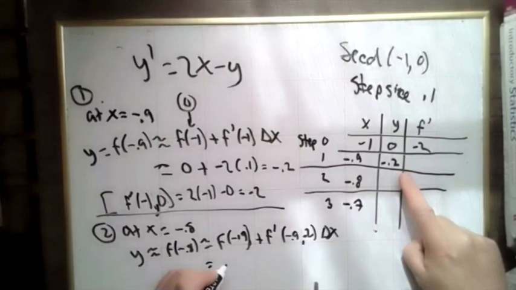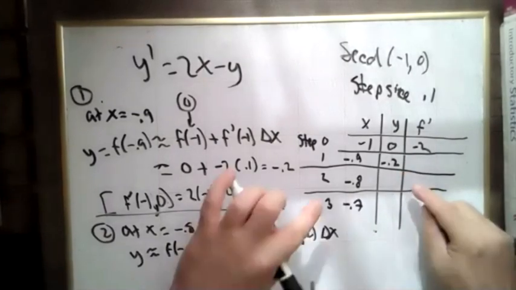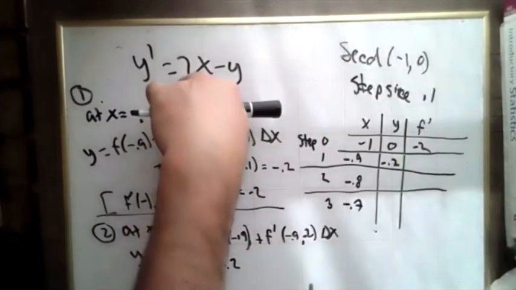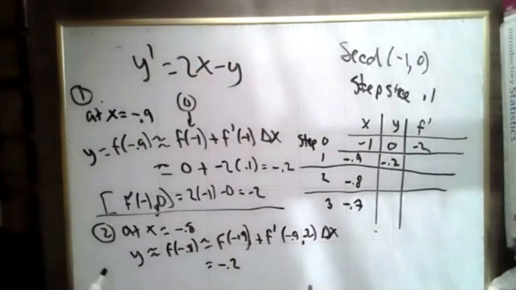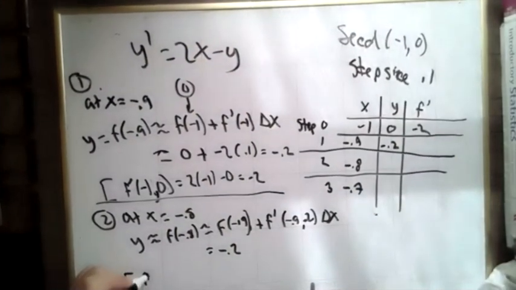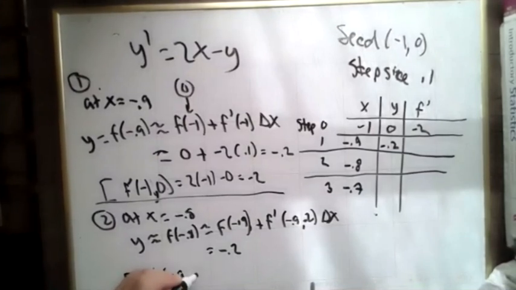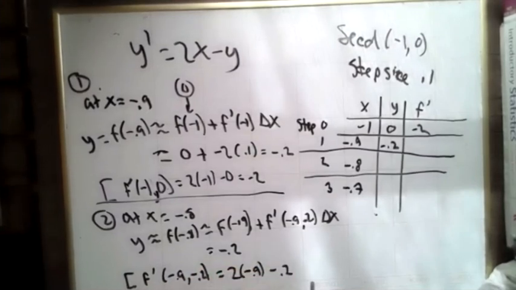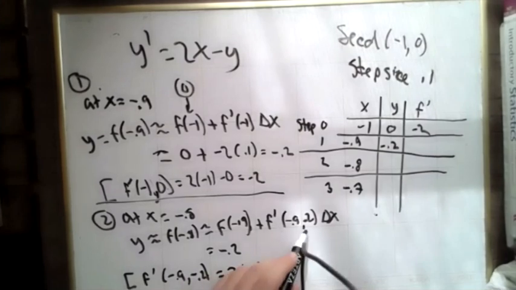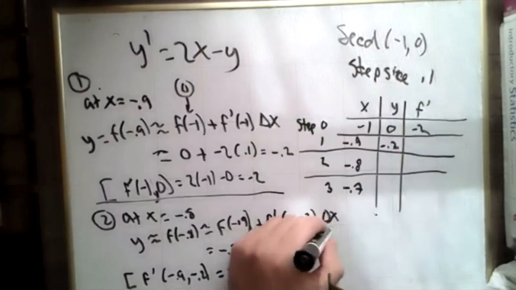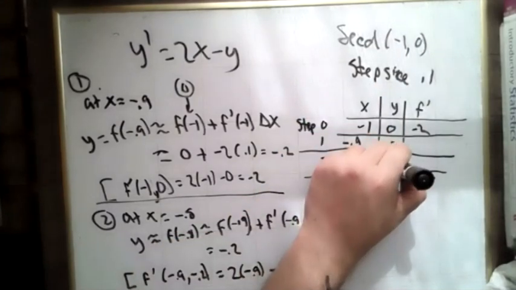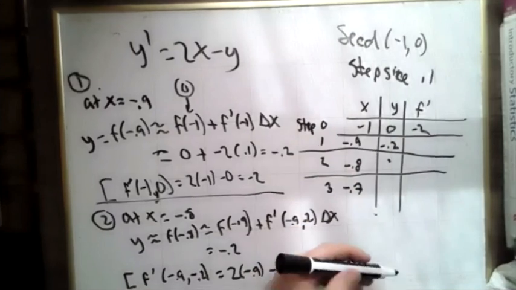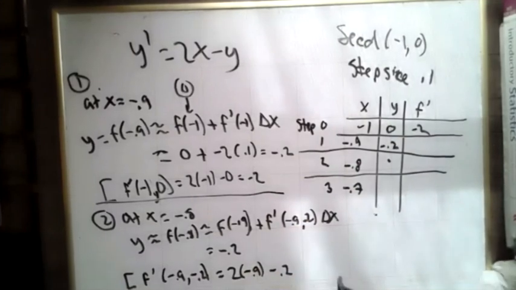My last y value was negative 0.2. Now I have to plug this previous point into the derivative, into the DE itself. So f prime at negative 0.9 comma negative 0.2 would be 2 times negative 0.9 minus 0.2. We get whatever we get. I think you're seeing the process now. Take that times our 0.1, our step size, our delta x, add that to 0.2, we get that y value that goes there. And then we just continue. We just do this over and over again.